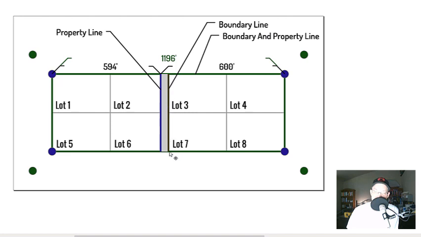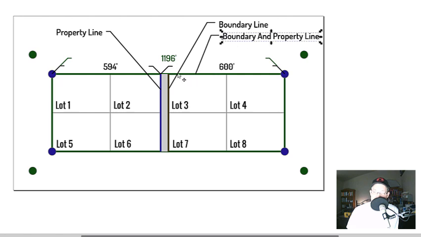This brown line over here is a boundary line because it was established on the original survey. But it is no longer a property line. The property line has moved 2 feet to the west, because of the physical possession of this strip. Okay, so that's the second scenario.